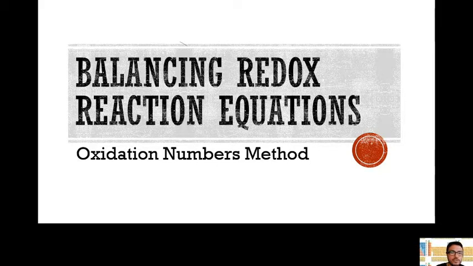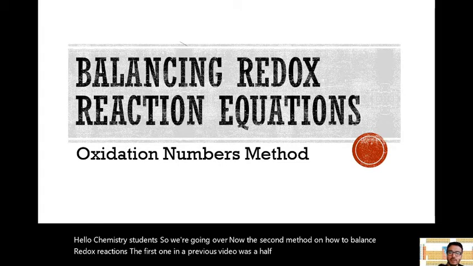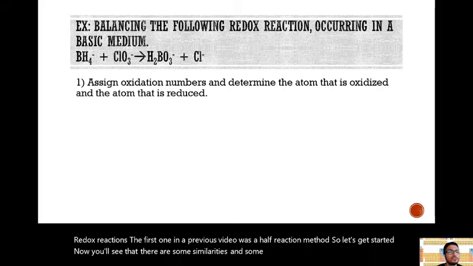Hello chemistry students. So we're going over now the second method on how to balance redox reactions. The first one in a previous video was the half reaction method. So let's get started. Now you'll see that there are some similarities and some differences. This one seems to be shorter than the previous.